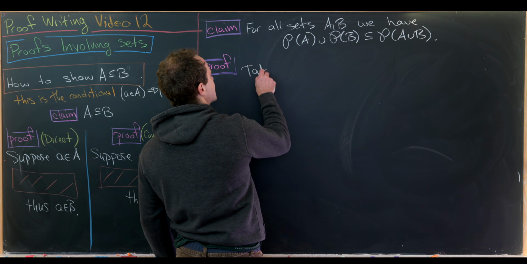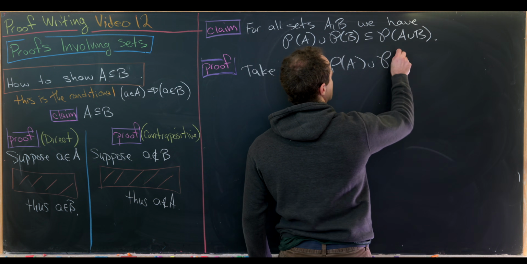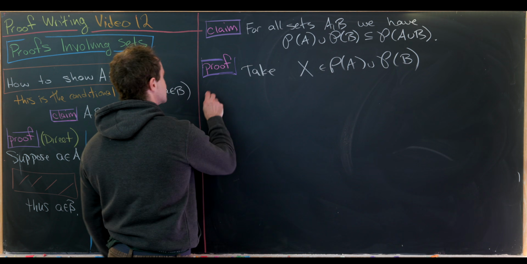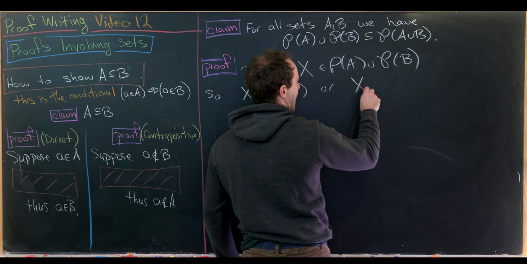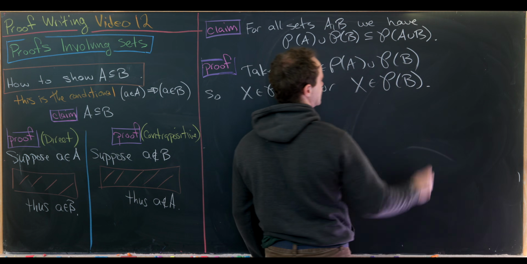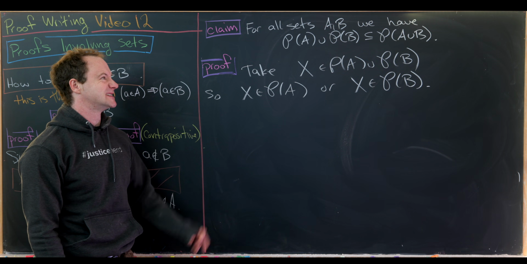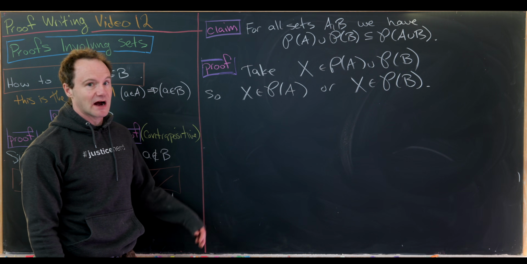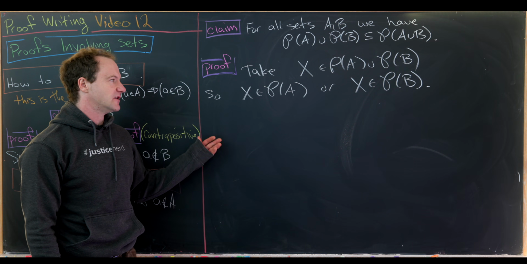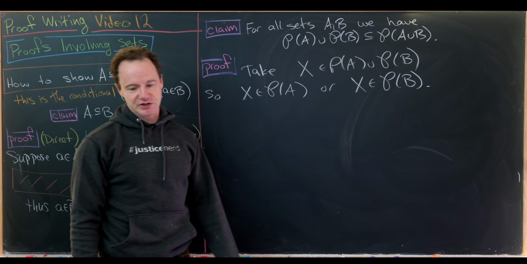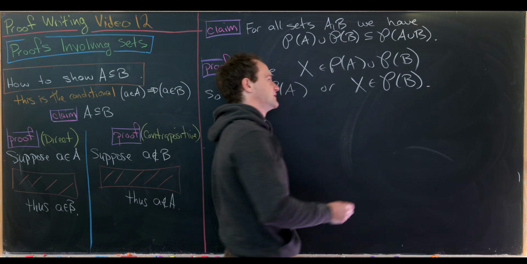So let's take an element capital X from the power set of A union the power set of B. So that means that X is in the power set of A or X is in the power set of B. But now let's notice that A and B are playing symmetric roles in this entire setup. So that means we might as well just choose X to be an element of the power set of A. Given that, the same calculation would happen if we chose it to be in the power set of B. So that allows us to use our phrase without loss of generality.